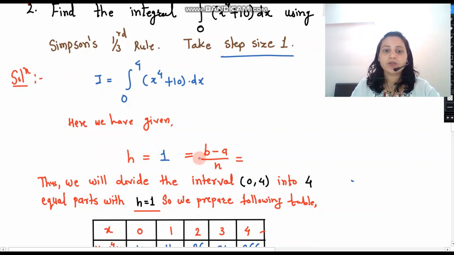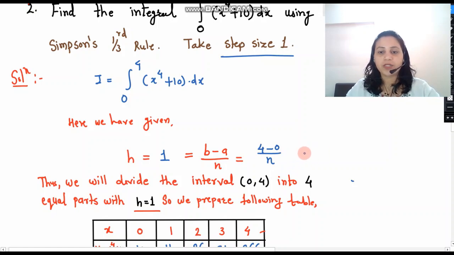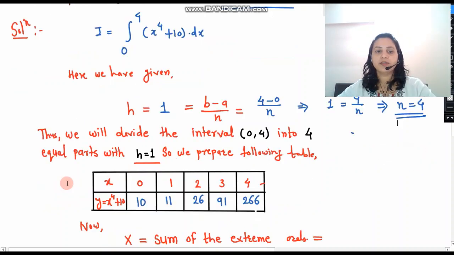Okay, so what is the formula for h? h is equal to b minus a upon n. We have b and a, right? b is the upper limit, a is the lower limit. Now substitute the values: 4 minus 0 divided by n, because n is unknown to us and that we are going to find out. Now 1 is equal to 4 by n, right? This is LHS and this is RHS, which implies n is equal to 4, right?